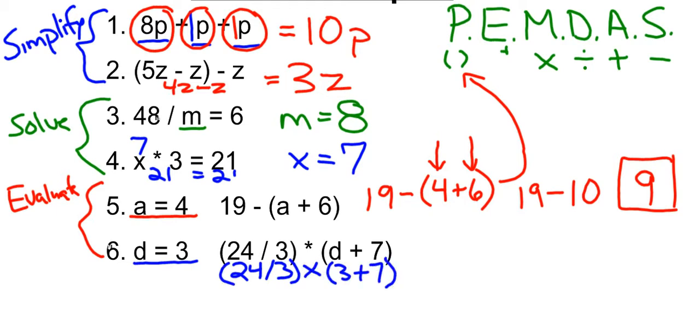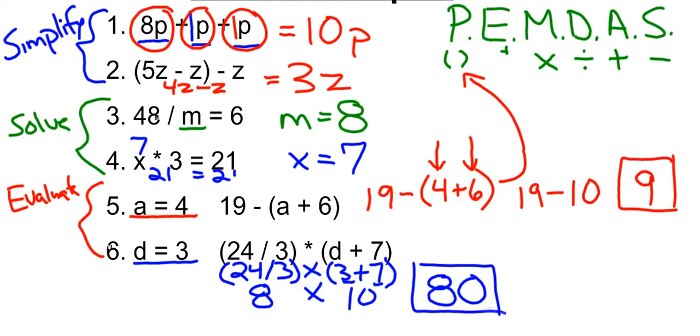Now I know first 24 divided by 3 equals 8. And I have my next set of parentheses, 3 plus 7 equals 10. And now 8 times 10, I would have an answer of 80. So these are the practice examples that you can use to help you with some of your problems you're going to get right now.